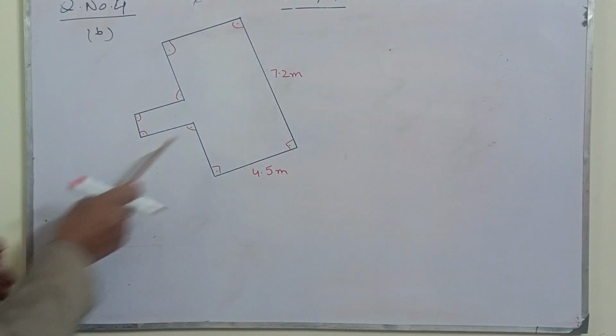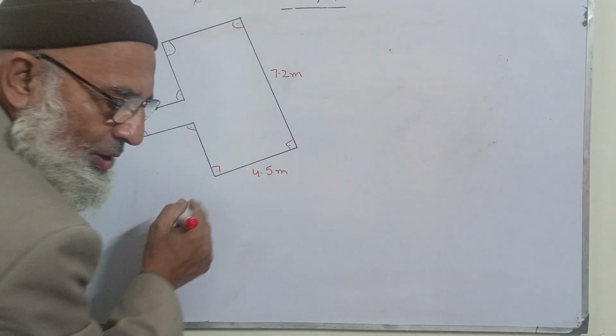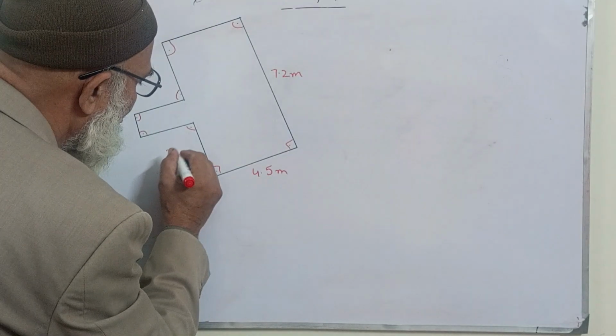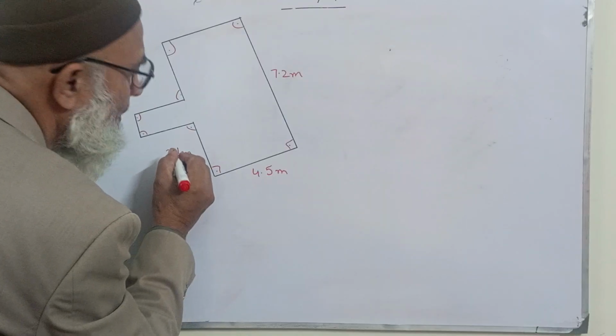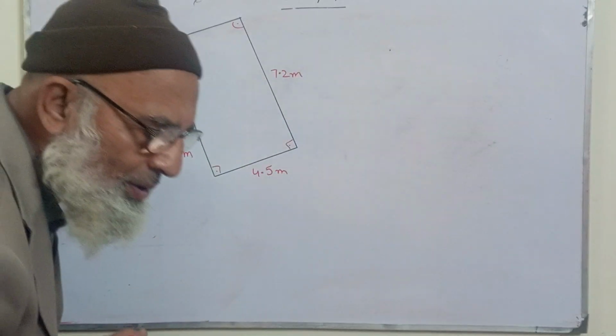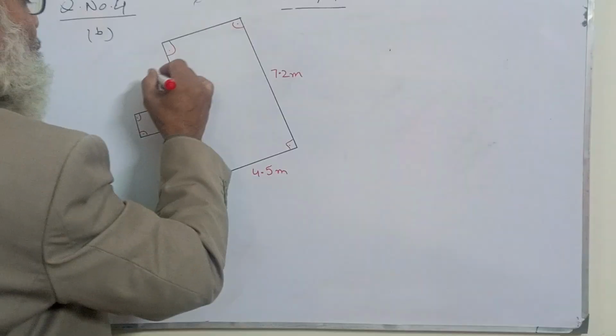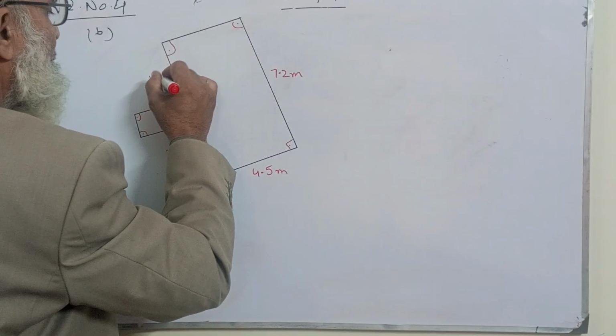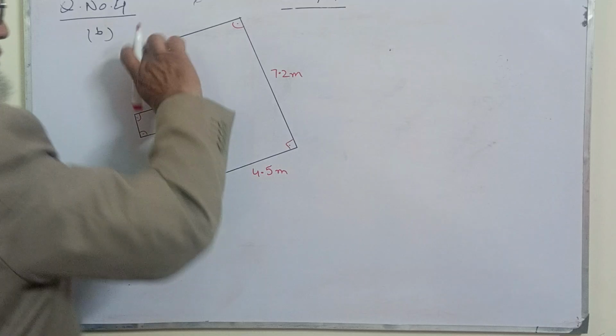This side, only from here to here is 2.1 meter, 2.1 meter, and this is 1.2 meter. This is 1.2 meter from here to here.